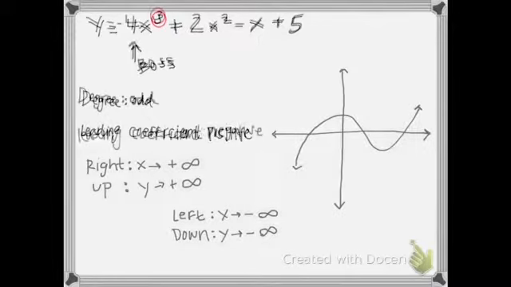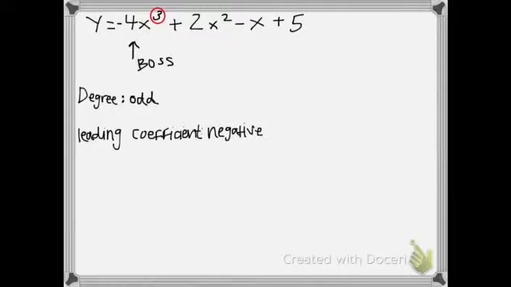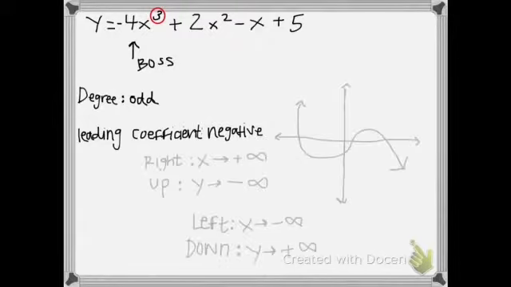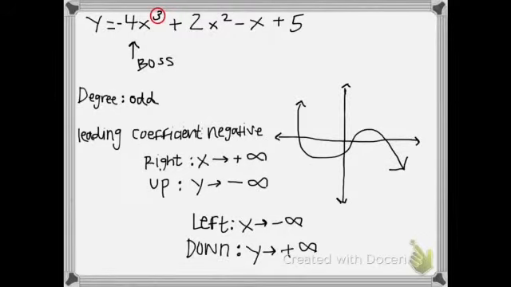For this equation, the exponent is 3, so the degree would be odd, and the leading coefficient is negative. For the graph, the x would be going positive infinity to the right, and the y would be going negative infinity down. The x would be going negative infinity to the left, and the y would be going positive infinity up.